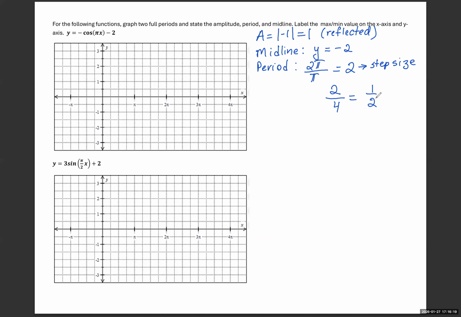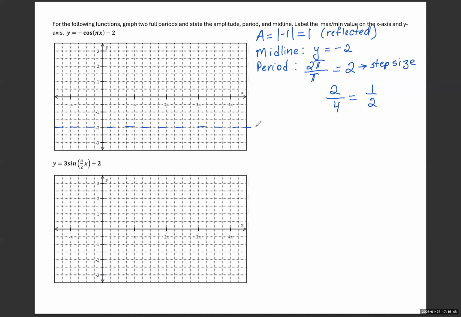Let's look at our axis and see if this will actually work. Now, on the y-axis, this should work just fine. My midline is -2. I'm going to go ahead and put that down. I'm going to do this in a dashed line just so we don't confuse it with our actual x-axis. So this is my midline. From the midline, the amplitude is 1, so I would go 1 up and 1 down. This should work just fine.